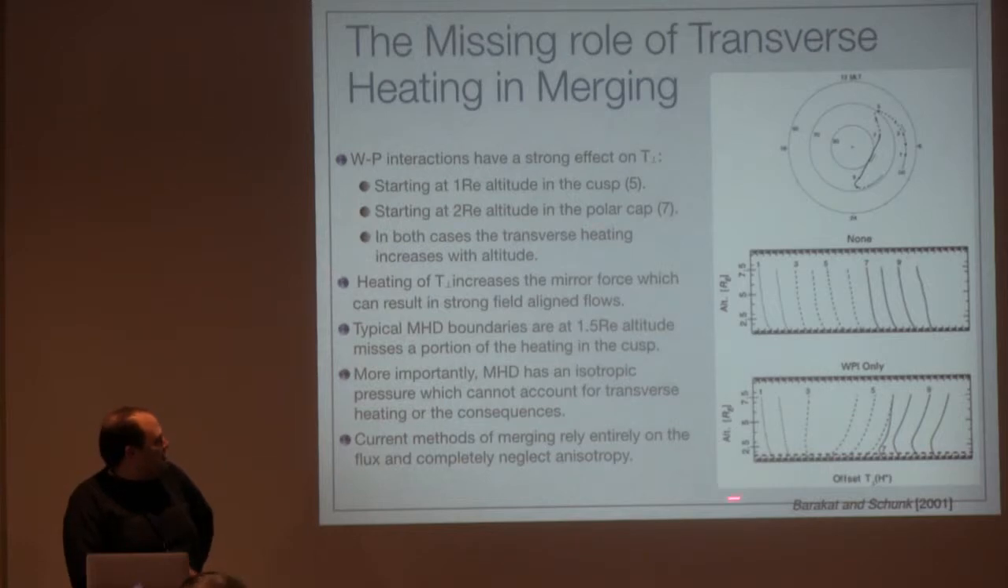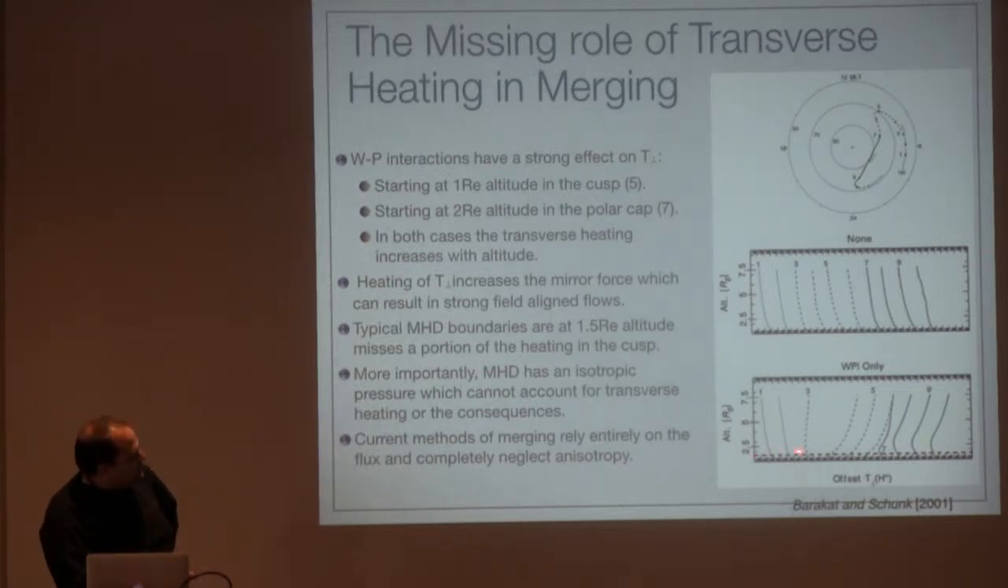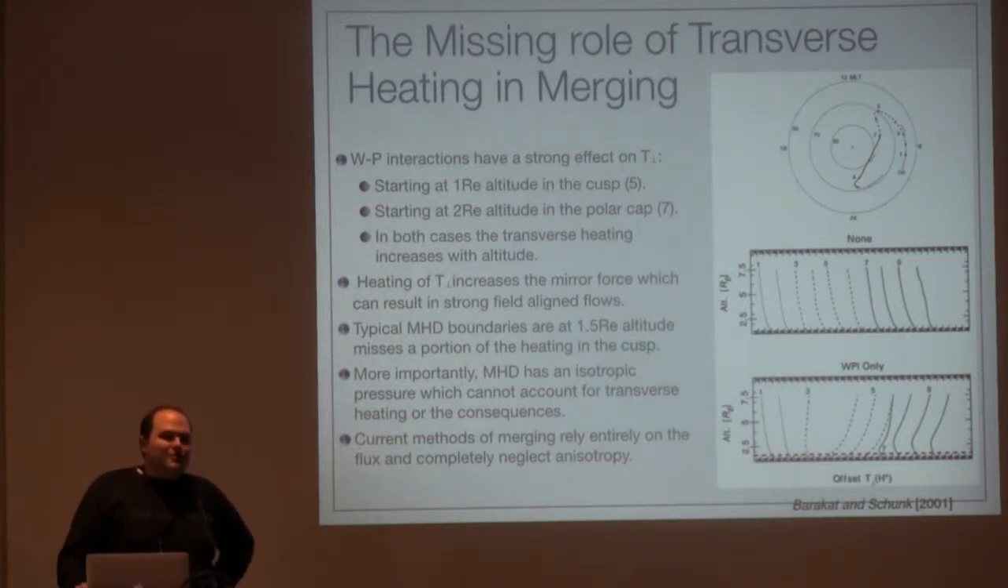This was a nice study that Abdullah and Bob did in 2001. This is a field line convecting across the polar cap, undergoing wave-particle interactions in the cusp and in the polar cap and in the auroral region. They did the simulation without any wave-particle interactions and with wave-particle interactions. And you see, of course, when you include the wave-particle interactions, you get a tremendous amount of transverse heating. But one thing I want to call your attention to is I drew a dashed line here on the bottom. That dashed line represents the inner boundary of most magnetosphere models. And you notice that, at least in this case, a lot of that heating is happening not just in the outflow model. It's actually happening inside of the domain of the magnetosphere.